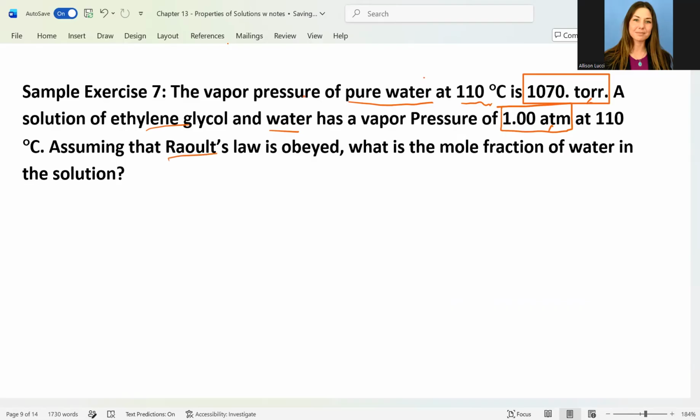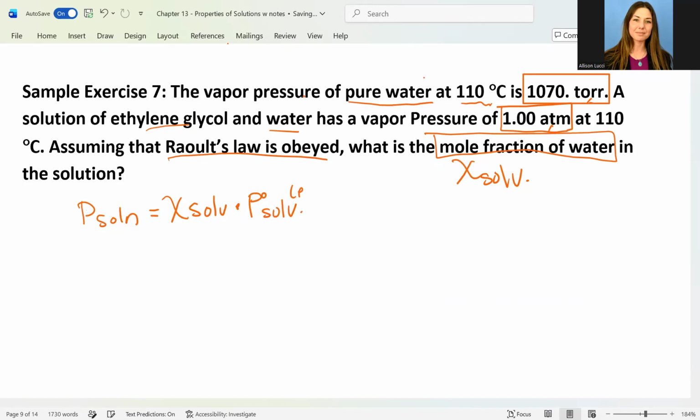And we're assuming that this solution is obeying Raoult's law. So we want to know what the mole fraction of water is. So we're solving for the mole fraction of our solvent. So from our equation above, we can say that the pressure of our solution is going to be equal to the mole fraction of our solvent times the pressure of our pure solvent. So we have all this information. Let's just arrange it here.